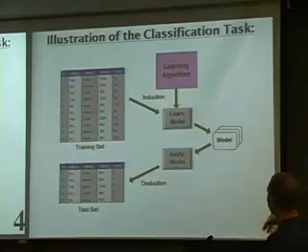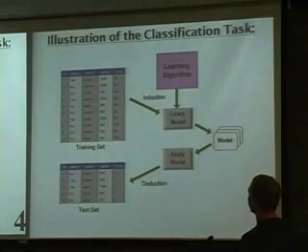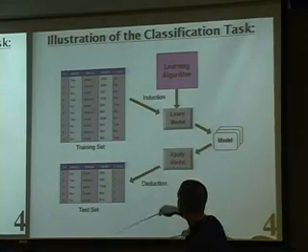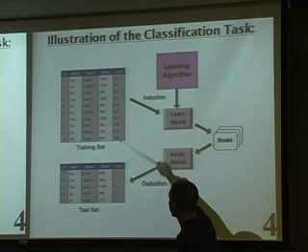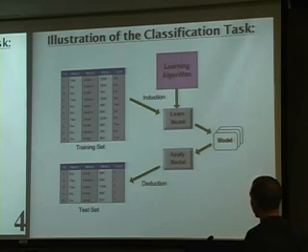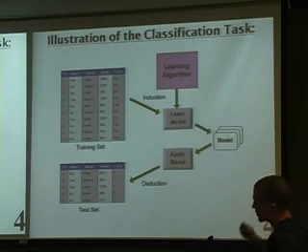So this is sort of a pictorial representation of what's going on. I learn a model on the training data. Then for each one of these new observations, I can fill in the class based on the model I learned on the training data and see how accurately I can perform. So that's sort of the pictorial representation.